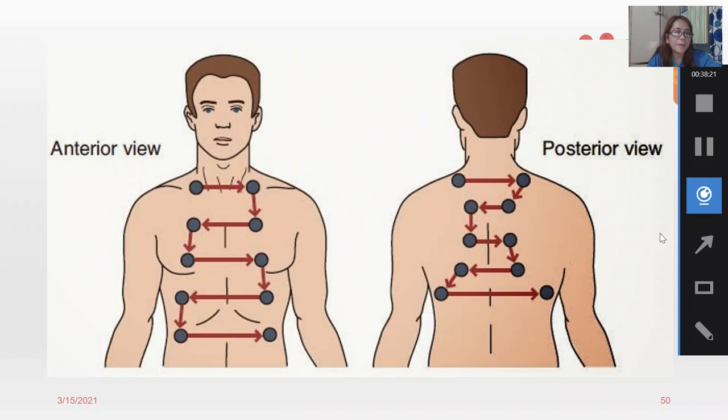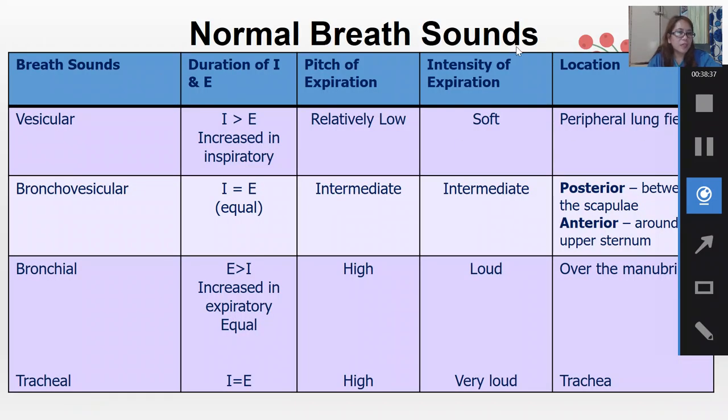and then the auscultation. So, nakita nyo yung arrow at yung bilog na yan. So, yung bilog na yan, dyan yung ilalagay ang inyong kamay for percussion or dyan yung ilalagay ang stethoscope for auscultation. Okay, so the normal breath sounds, again, sa vesicular, the inspiration is greater than expiration.